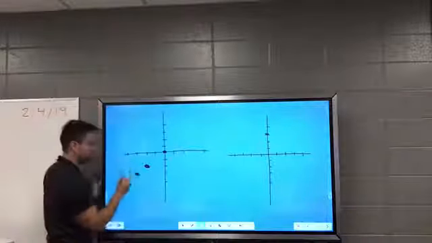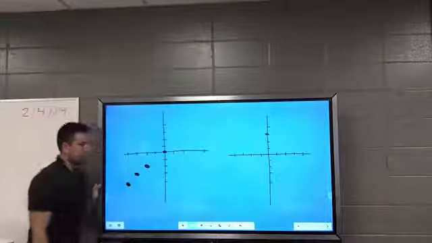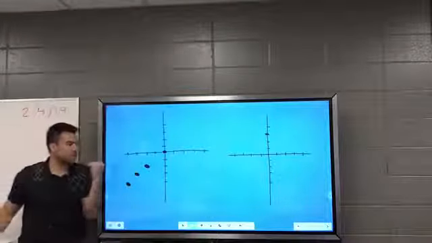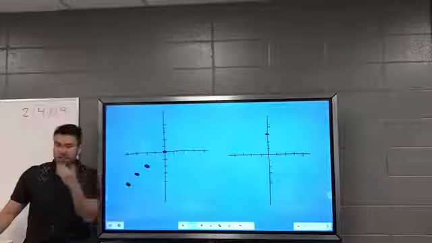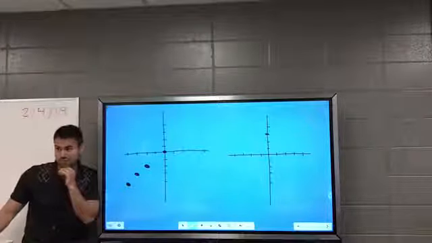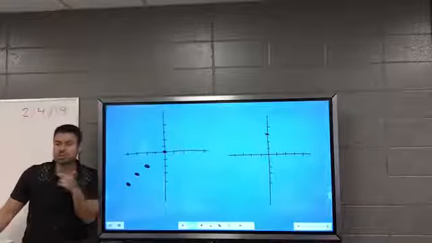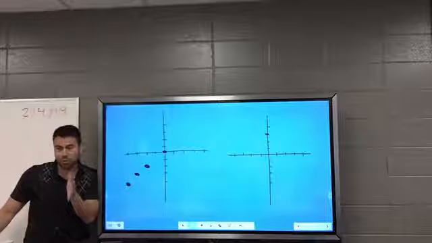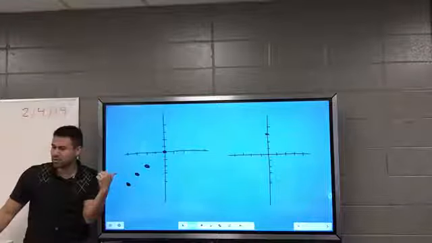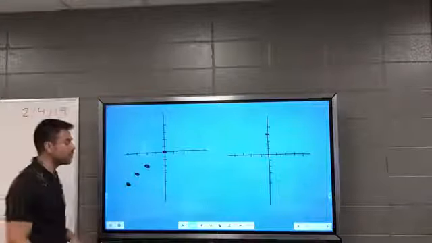And again, I'll erase my work. Okay. Now, some of you may be looking at this and saying, okay, I kind of get where the dots go. Is this a relation? What's a relation? A set of ordered pairs. Is that a set of ordered pairs? It is, even though you didn't write it.